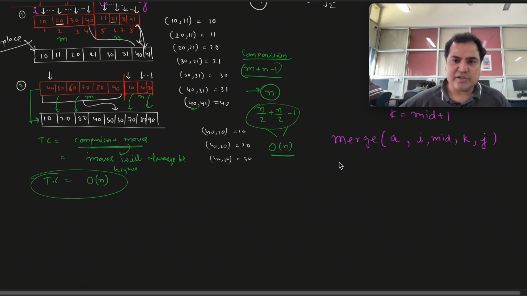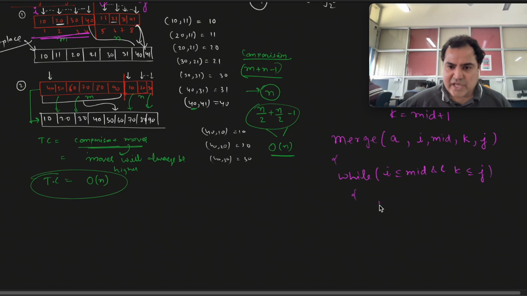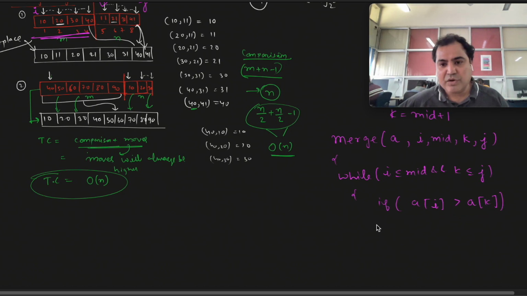So just write the algorithm: while i is less than mid, because I have to traverse the left side of the subarray. i is less than mid and k is less than or equal to j, right? Less than or equal to mid. What do I have to do? It's very easy actually. If A of i, this element, is greater than A of k, right? So what do I have to do?